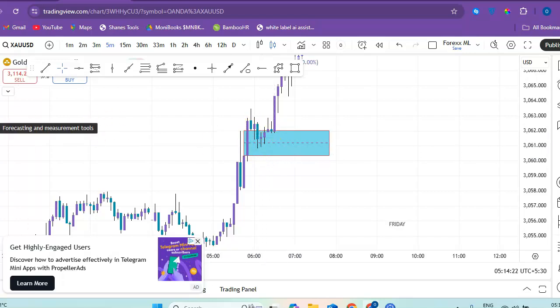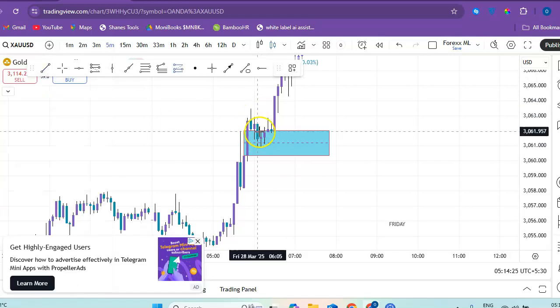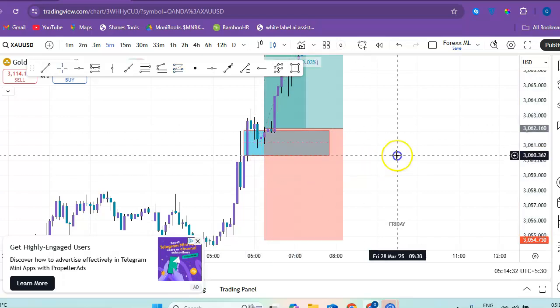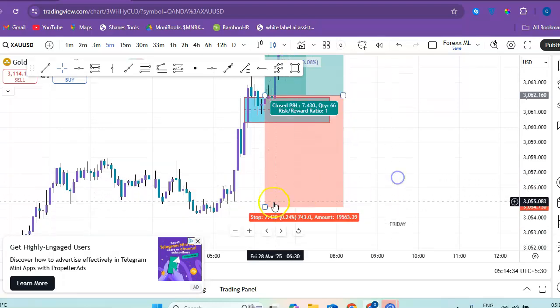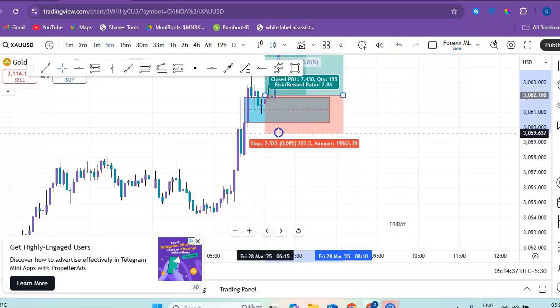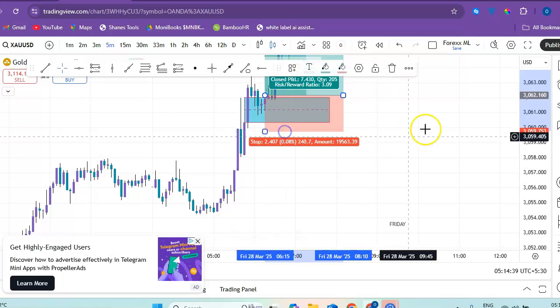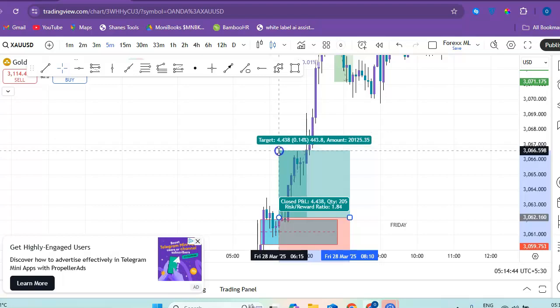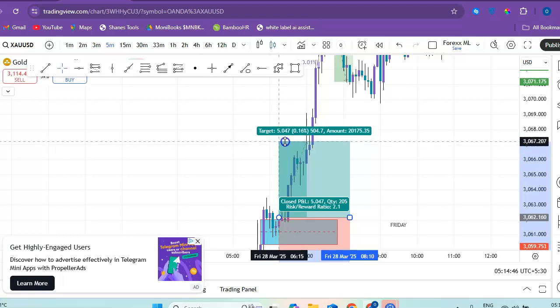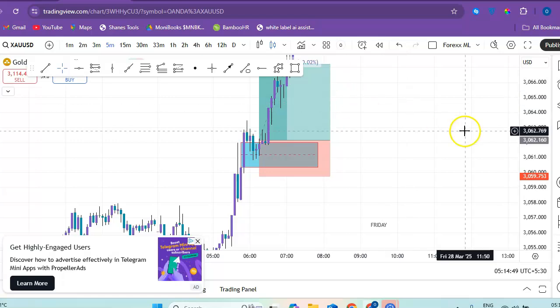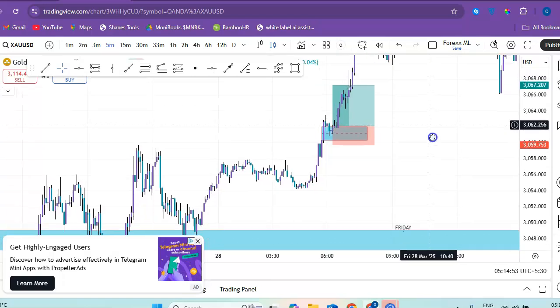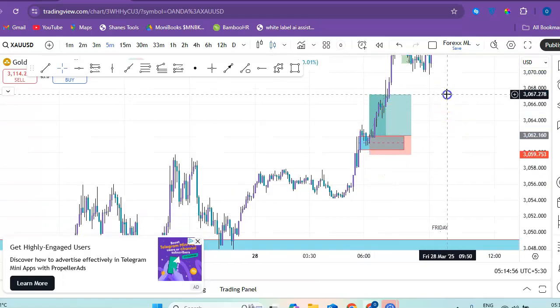Again, we will wait for the market to come back to the fair value gap and as soon as the fair value gap rejects and market closes above the fair value gap, we'll take our trade. We'll put our stop loss below the fair value gap, and what I usually target is 1:2. I always do that because it increases my win rate. So this is the bullish example.